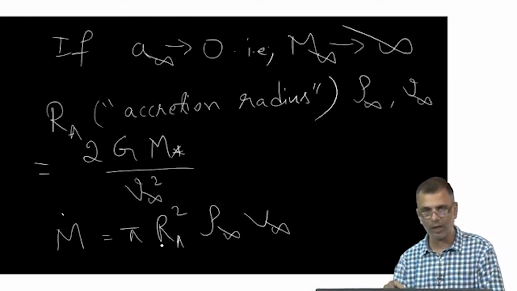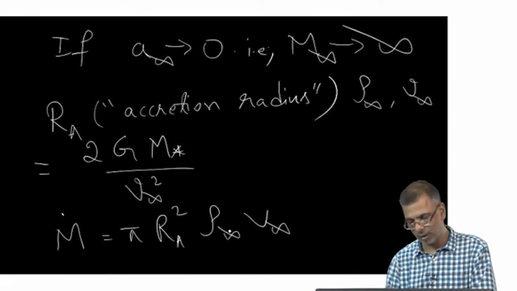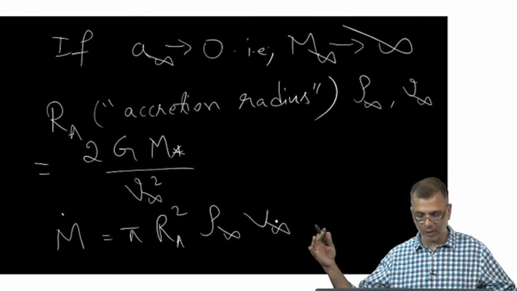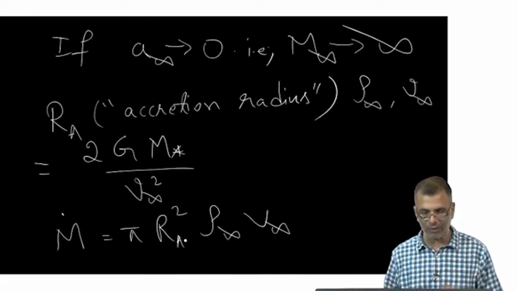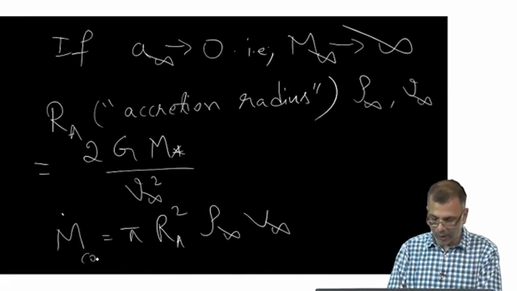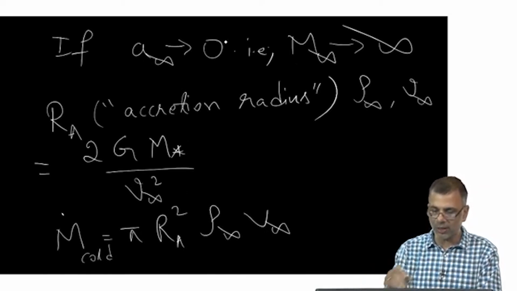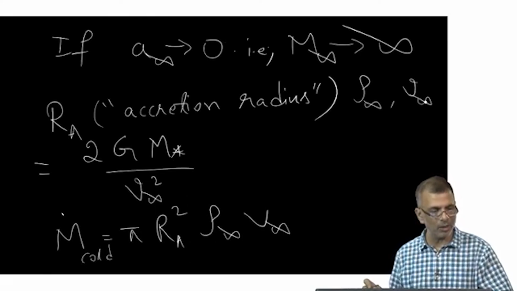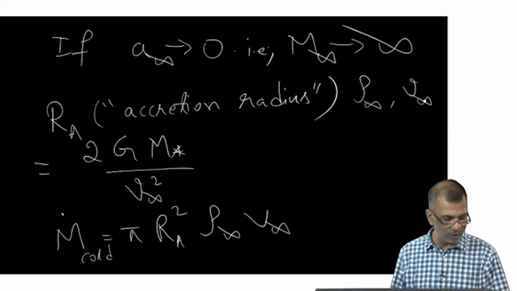This is like the area of a sphere of radius R_A, and then it's as if matter with density rho infinity and v infinity is falling onto a sphere with radius R_A, and that is the accretion rate. Okay. But this is the accretion rate for absolutely cold matter, where the sound speed tends to 0 and you have a finite velocity at infinity, so the Mach number naturally tends to infinity. So, this was one way of thinking, until of course it was realized.